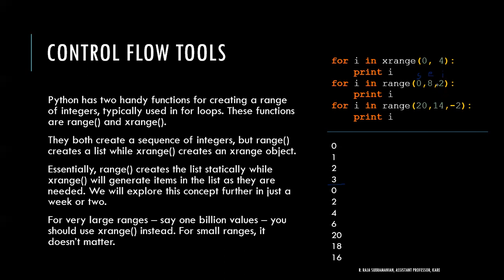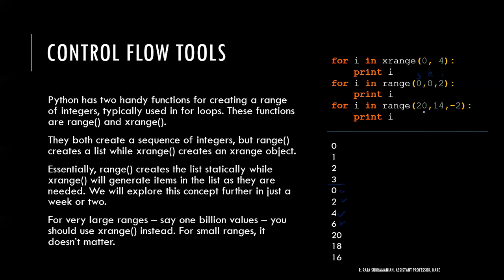Here you have 0, 8, 2. So the increment will be with respect to 2. 0, next plus 2 is 2, 2 plus 2 is 4, 4 plus 2 is 6, and 6 plus 2 will give me 8. I know that the end index should not be taken into consideration. So the end item will not come.